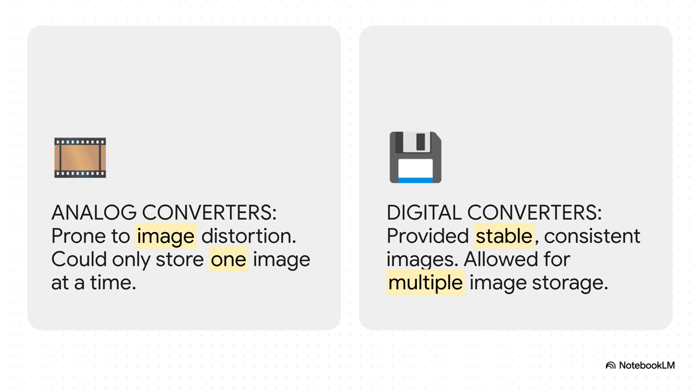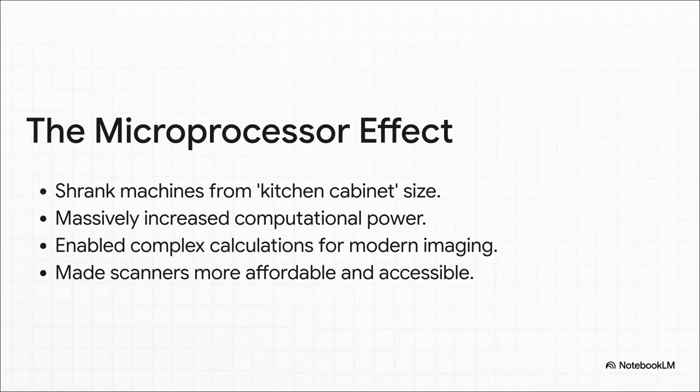All of a sudden, images were rock solid and consistent, and you could store them, you could enhance them, you could process them in ways that were just science fiction a few years earlier. But the real hero of this chapter, without a doubt, was the microprocessor. That one little chip basically put the power of a room-sized computer into a tiny little package. Machines that were once described as being the size of kitchen cabinets could suddenly become portable. This massive boost in computing power is what made all those complex calculations for things like real-time color Doppler possible. And, crucially, it made the machines cheaper, making this life-saving tech available to pretty much everyone everywhere.